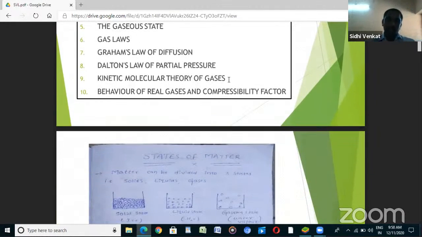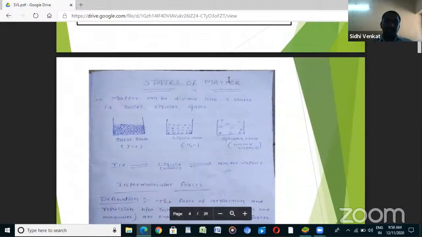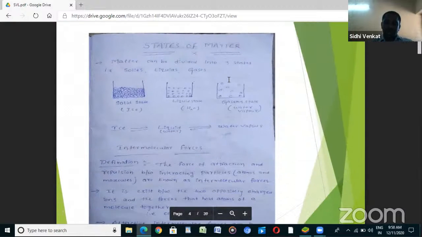First, we start the topic states of matter with the introduction. In lower sections we have already studied the states of matter. How many types of states of matter are there? Matter can be divided into three types: solid state, liquid state, and gaseous state. In the solid state, all the particles are close to each other. For example, ice is the solid state.